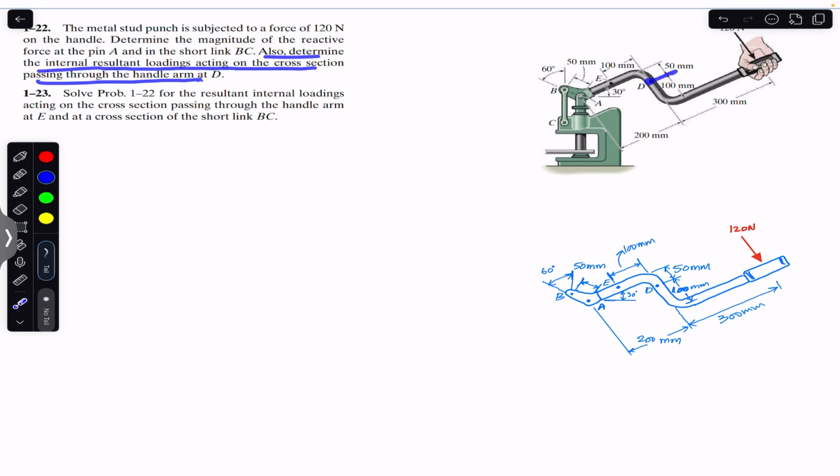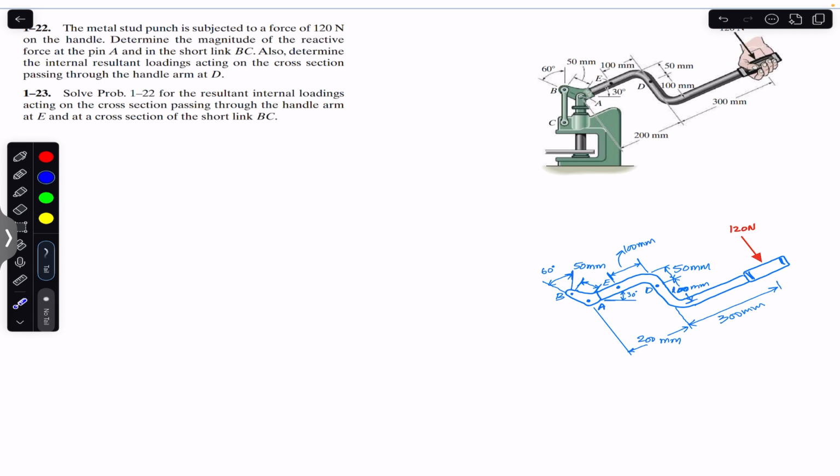So we have to find the internal loadings at the cross-section through D, and we are also required to find the resultant internal loadings acting on the cross-section passing through the handle arm HE and across a section of the short link BC. So first of all, we are required to find the reaction forces at pin A and the force in this short link BC.